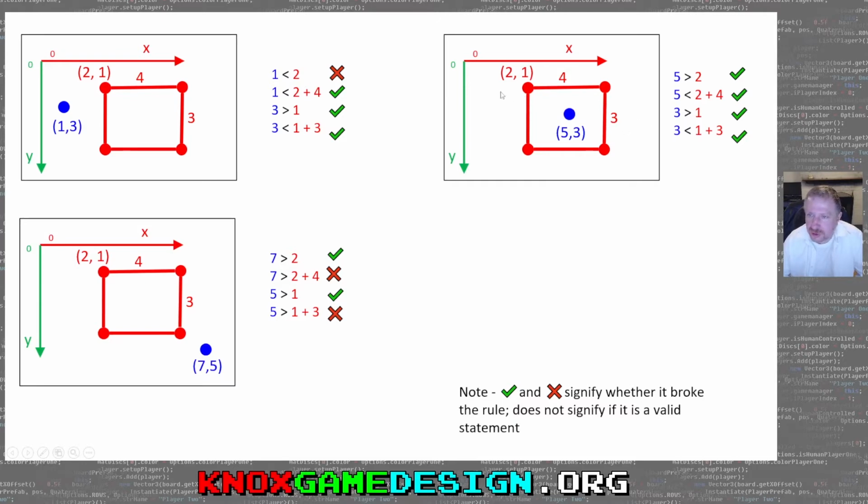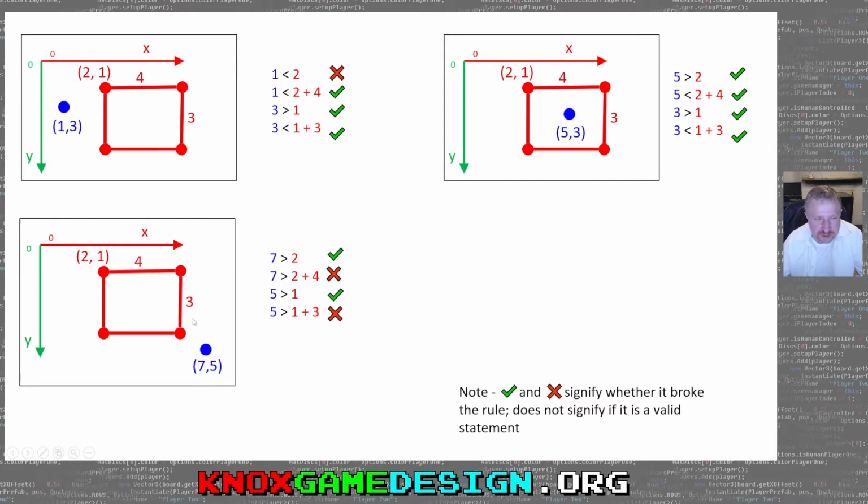So in the upper right hand corner, we've got a point 5, 3. We're going to check to see if that exists in the rectangle. So 5 is greater than 2, check. 5 is less than 2 plus 4, the x plus the width, check. The y value of the point is greater than the y value of the rectangle, so 3 is greater than 1, check. Then 3 is less than the y value of the rectangle plus the rectangle's height, which is 3 is less than 4, check. So that means the point exists within the rectangle.